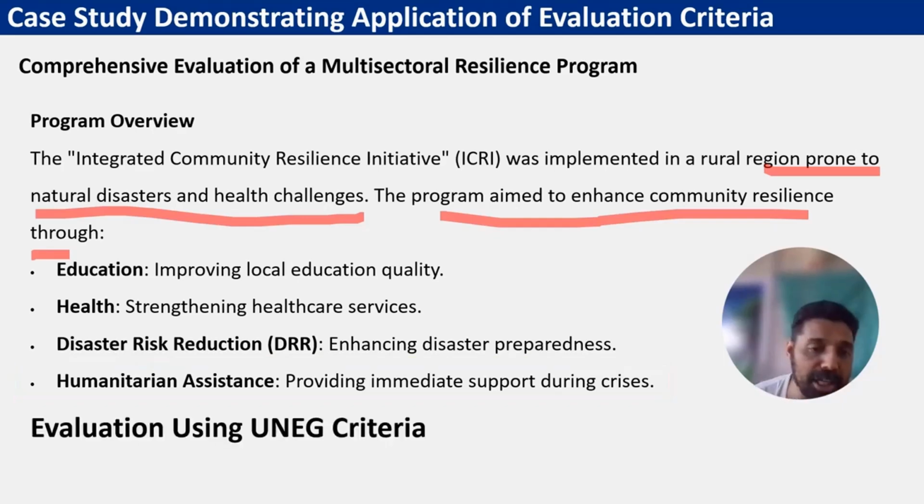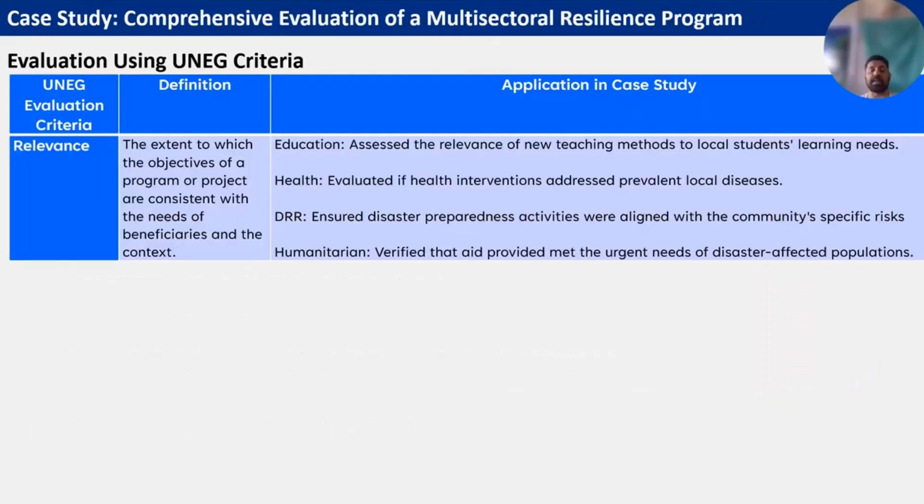Now evaluation using UNEG criteria. There are 4 sectors in this one project. So how will we apply the different criteria to evaluate this project? Now here you can see relevance. On this part you can see the definition: the extent to which the objectives of our project are consistent with the needs of the beneficiary and context.